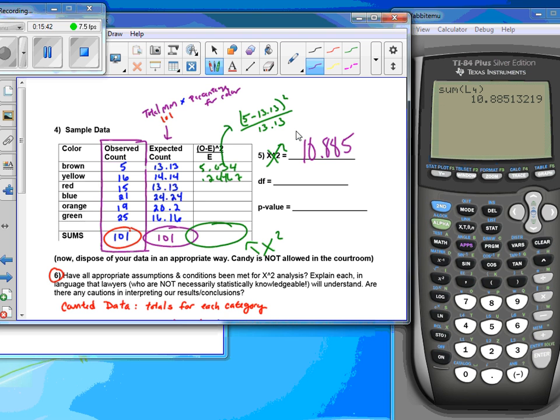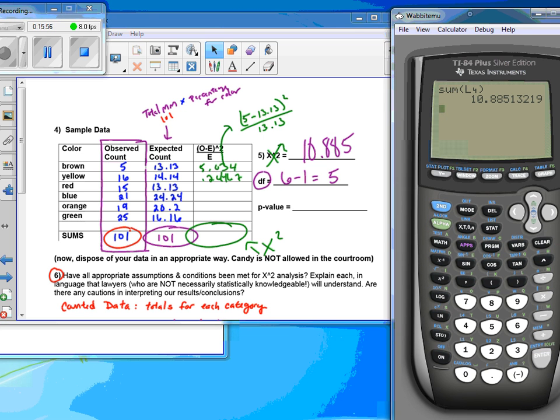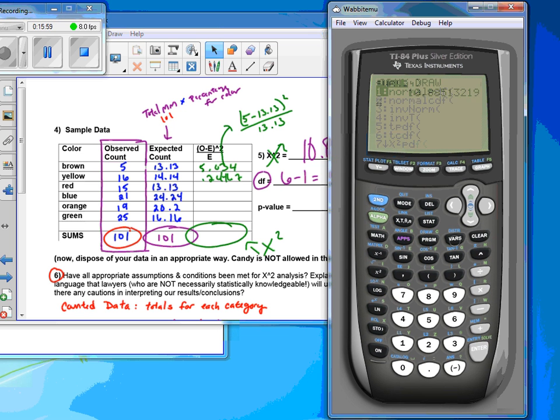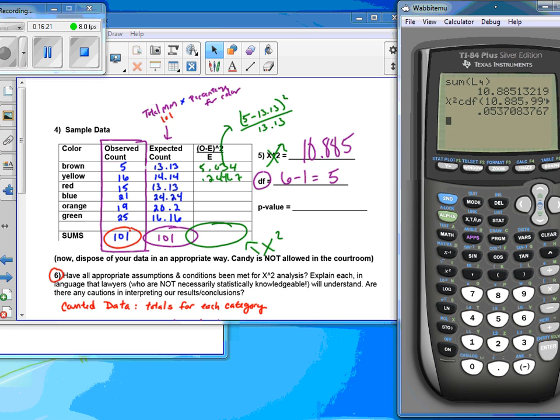It's all of those observed minus expected squared divided by expected numbers added together. That's chi-squared. In order to find the p-value, you need to find the degrees of freedom. That's going to be 5. And then for the p-value, you've got to use your calculator again. Go to the distribution menu and go down to chi-square CDF. Your lower will be 10.885. We always do the upper tail, so upper will be infinity. That's how it's always going to be. Degrees of freedom are 5. So I get a p-value of 0.0537. Ooh, that's close.